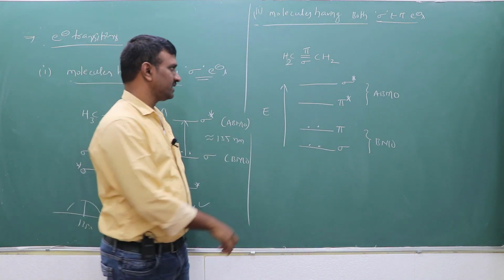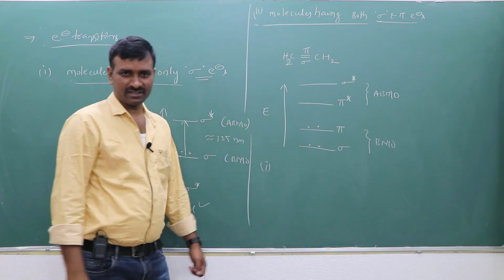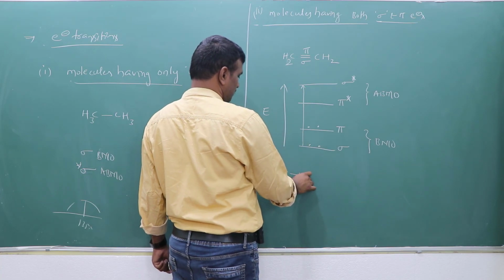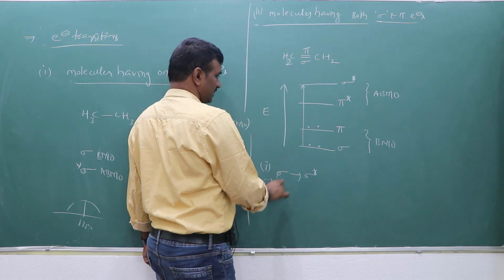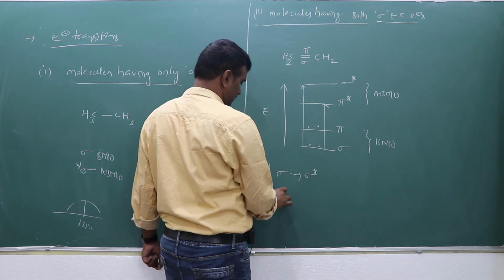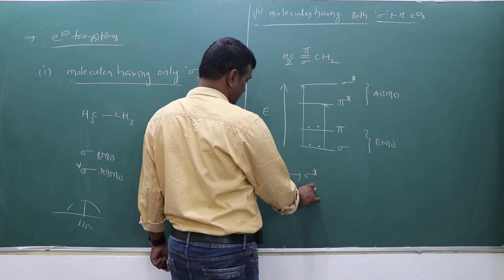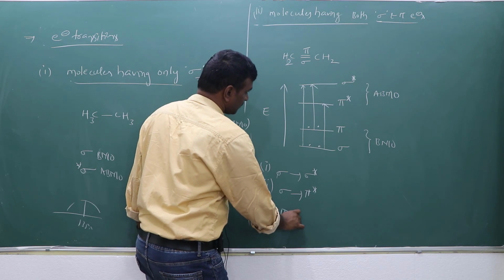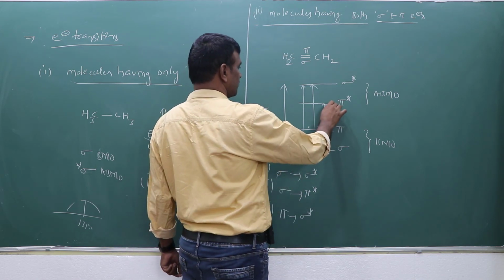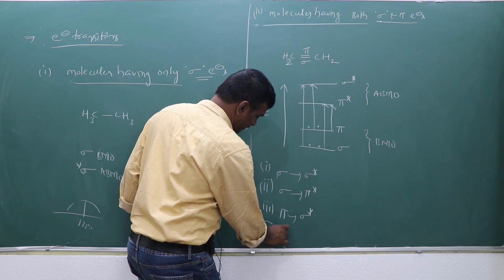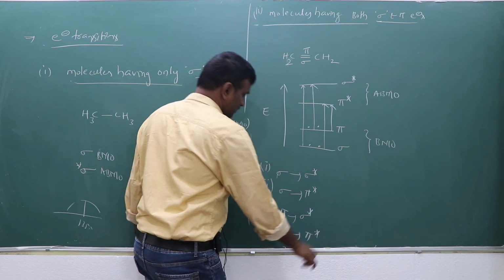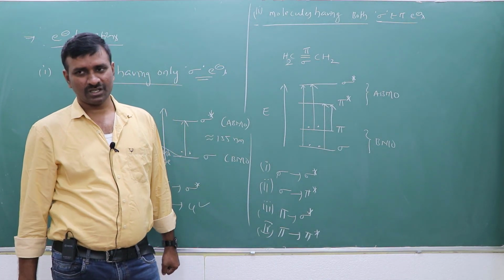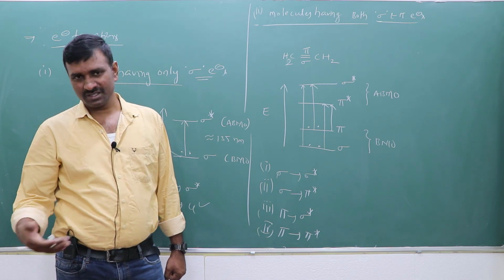Now here in this case, how many possibilities are there? Listen. Bonding to anti-bonding, our general criteria. One may be sigma to sigma star. Second, sigma to pi star. I am just mentioning the generalized case. Another is pi to sigma star. Another chance is pi to pi star. Out of these, which one is allowed and which one is forbidden?